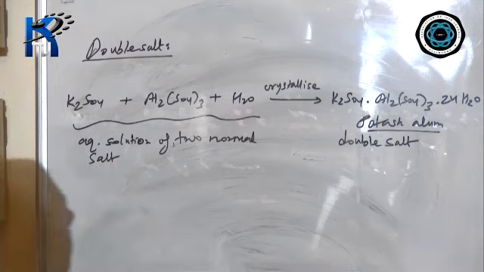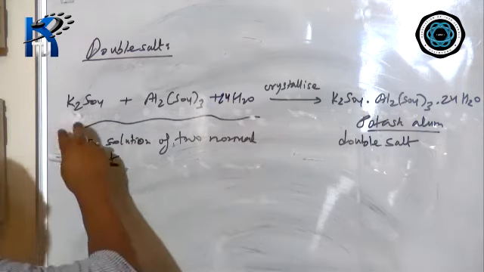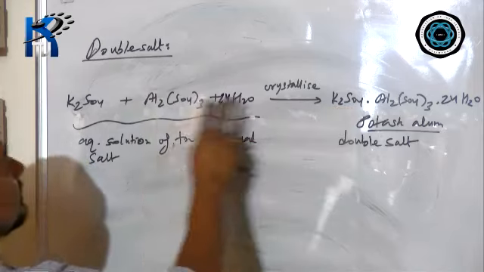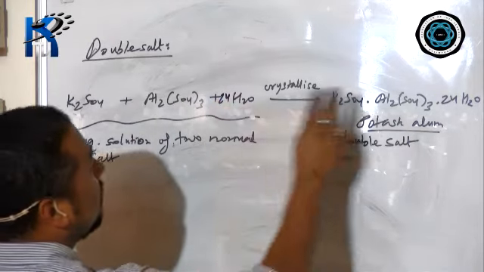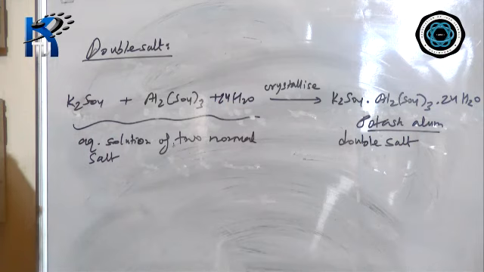Now to balance this equation, just put 24 in front of water, and it's balanced, because this is same to same, this is same to same. So if I put 24 here, 24 water will get balanced. So always remember the definition.